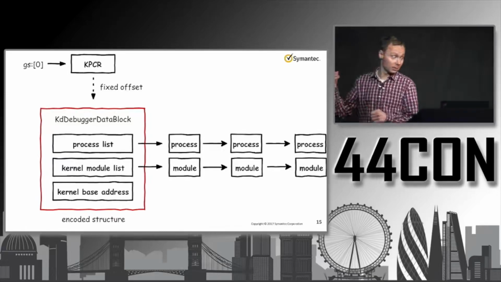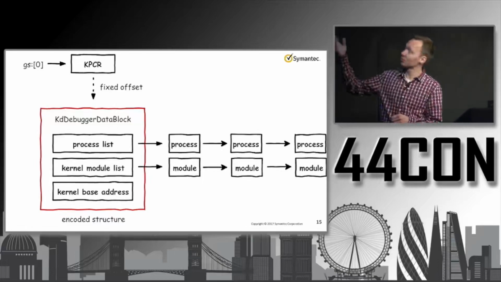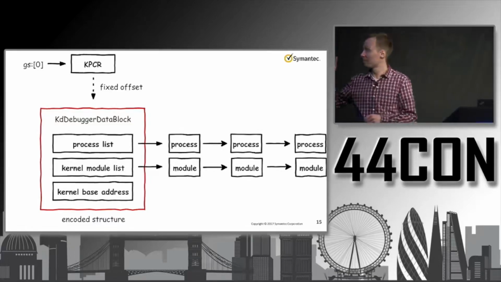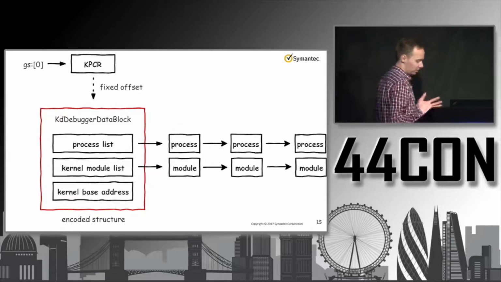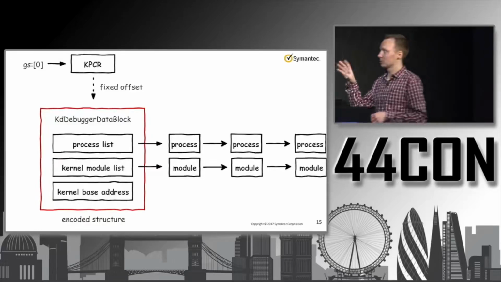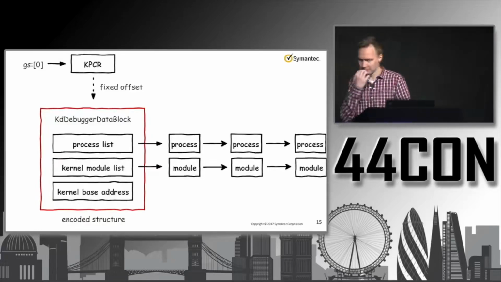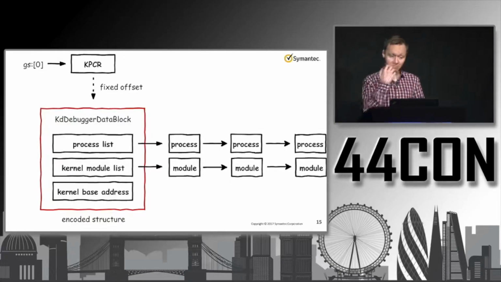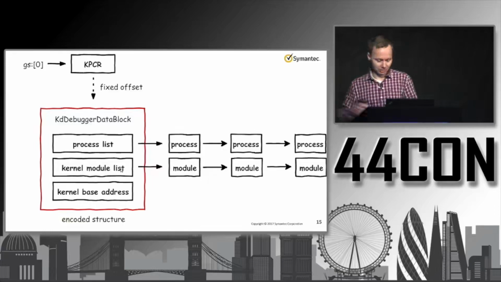Basically, again, it's the GS base register, which points to the KPCR. And if you look around in the symbol files, you can figure out that there's a fixed offset always to this structure. So you can find it. But you need to decode it somehow, because both the process list and the kernel module list are pointers to a linked list.